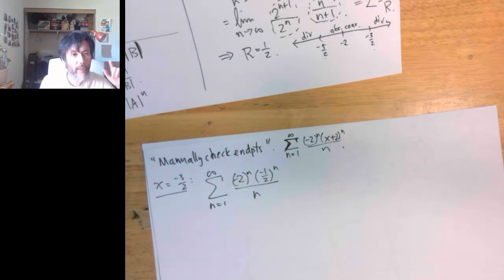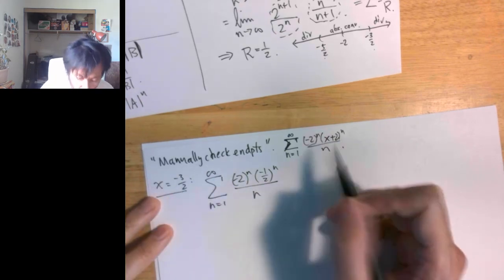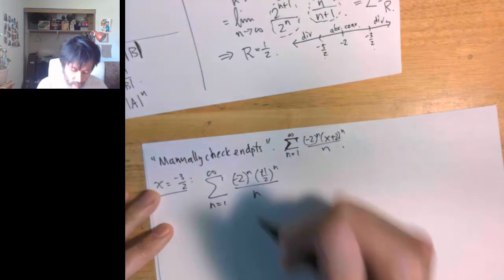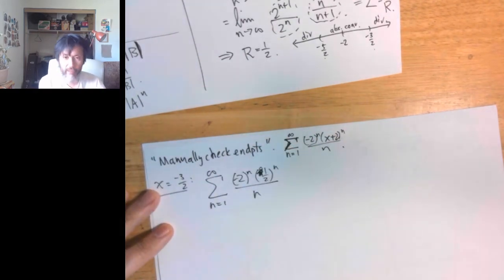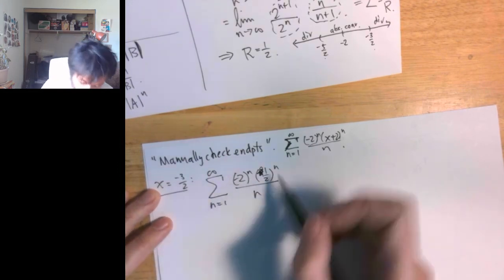Oh, no, I messed up. I'm sorry. -3/2 plus 2 is +1/2. My bad. +1/2. It's just (1/2)^n. Okay? Now, can we simplify this?